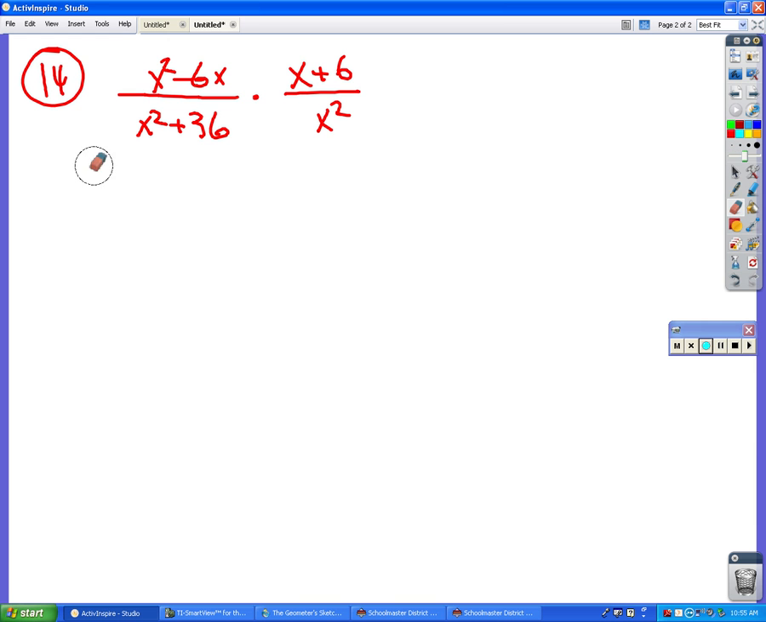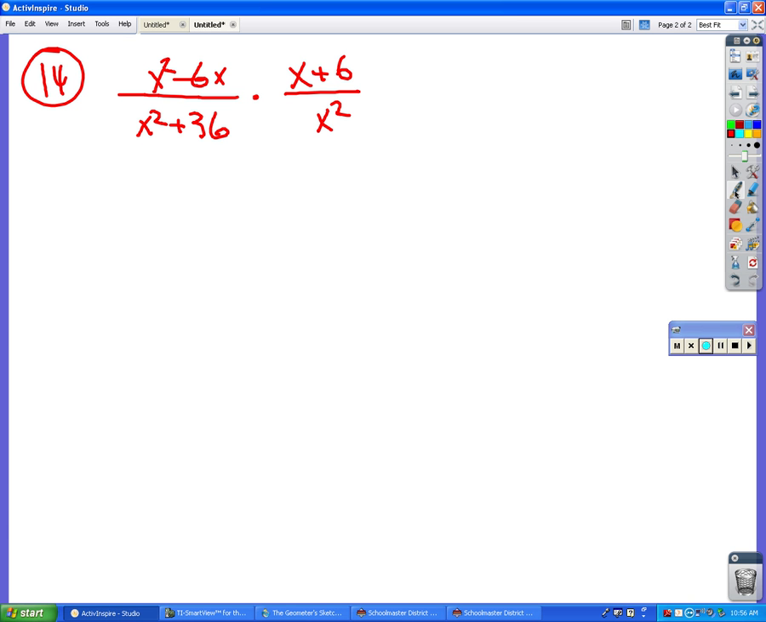Positive times negative is negative. X squared plus 36 does not factor. Okay? So you leave it. Well, you just leave this part, but there are other things up here that do factor.